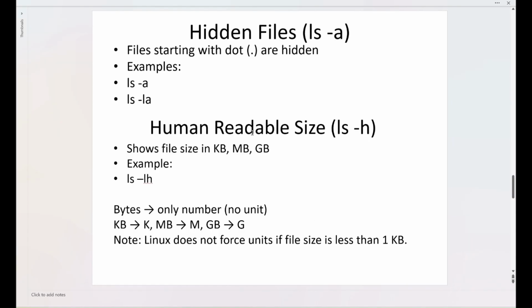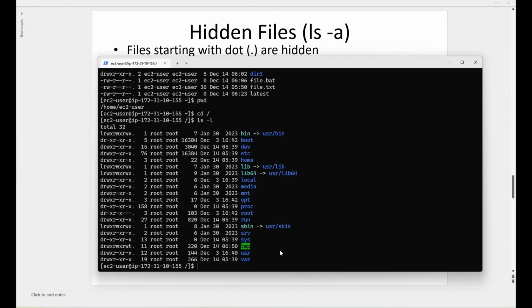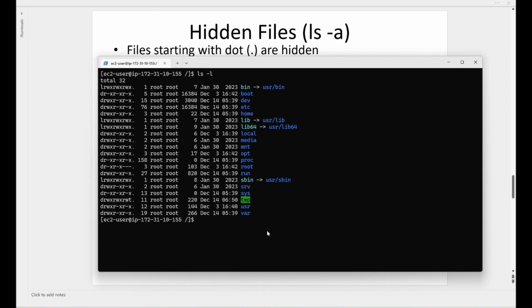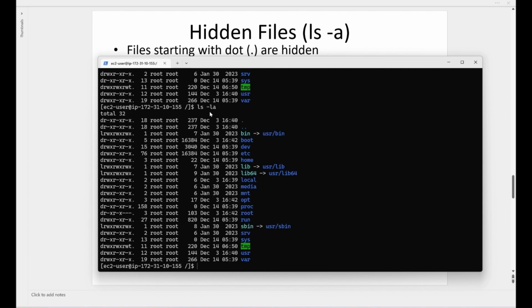The next option is -a. The -a option is used to display all the hidden files, including configuration files. As you can see, the ls -l command shows only the visible files and not the configuration files. To see all the files, use the ls -la command. It will show all the hidden directories and files also.